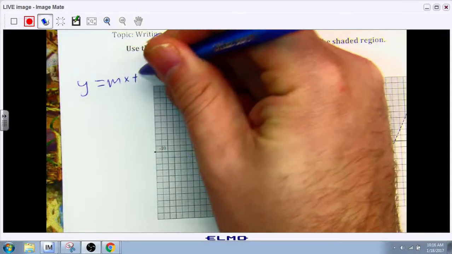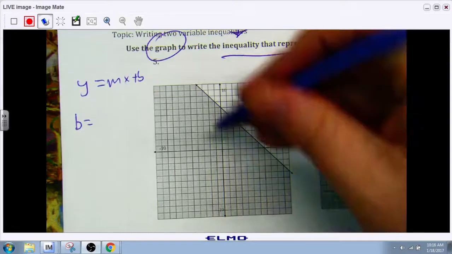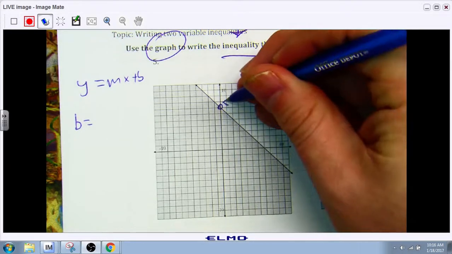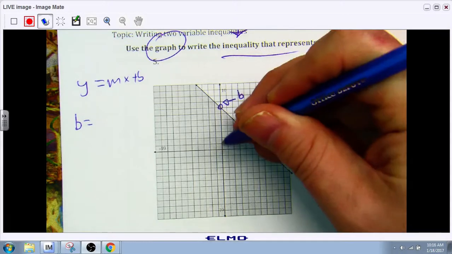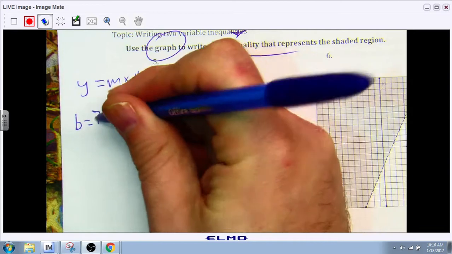So the first thing I want to do is I want to find my b, which is my y-intercept. So I see where it crosses the y-axis, which is right here. So this is my b. And this is 1, 2, 3, 4, 5, 6, 7. So my b is 7.